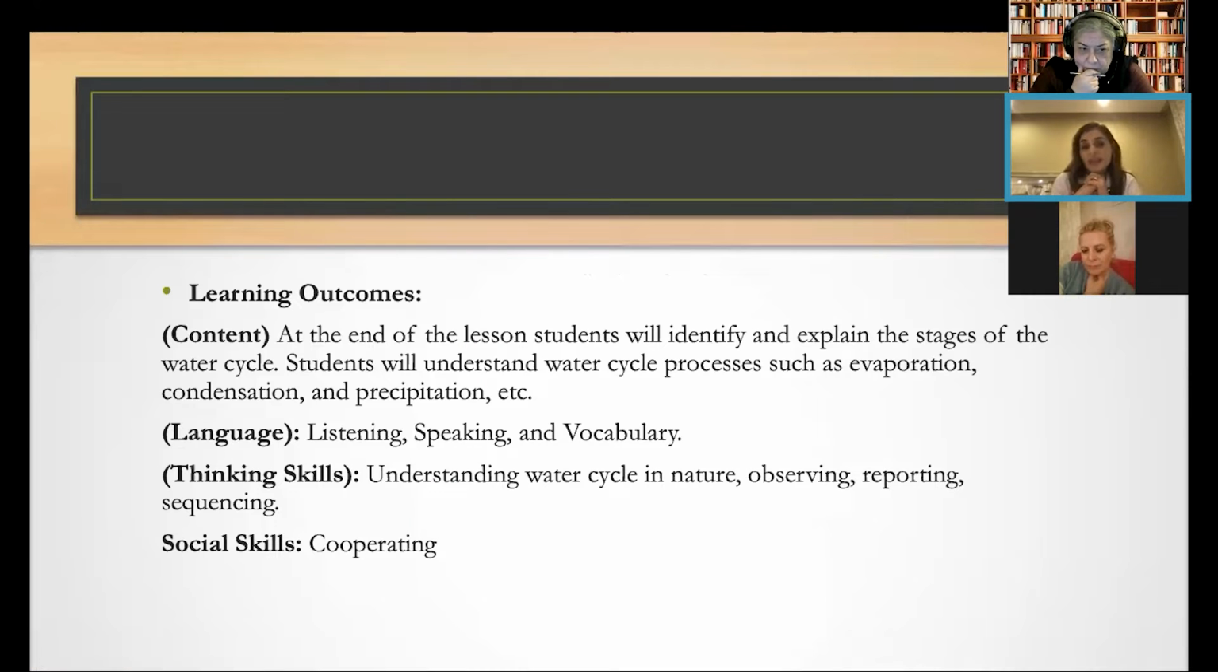As I have said repeatedly, in a CLIL lesson we have dual aims, language teaching and content teaching. Therefore, we have both content learning outcomes and language learning outcomes in this specific lesson. Let's have a look at the content learning outcomes. At the end of the lesson, students will identify and explain the stages of the water cycle. The students will understand water cycle processes such as evaporation, condensation, and precipitation, etc.